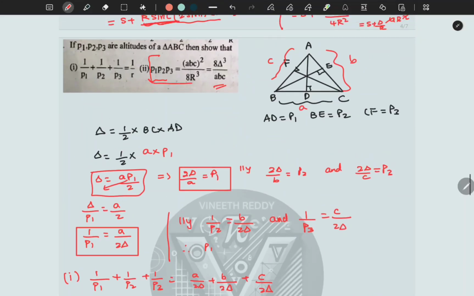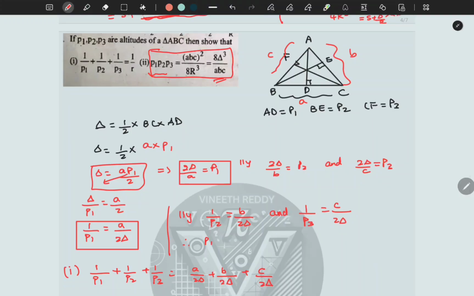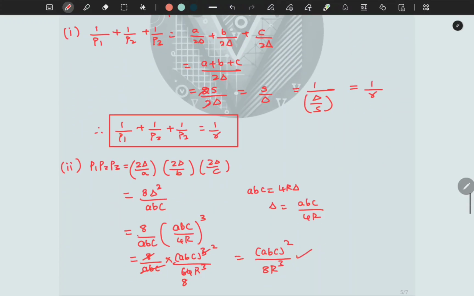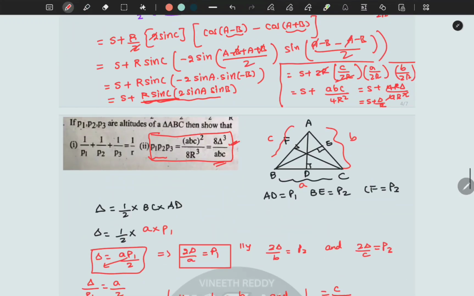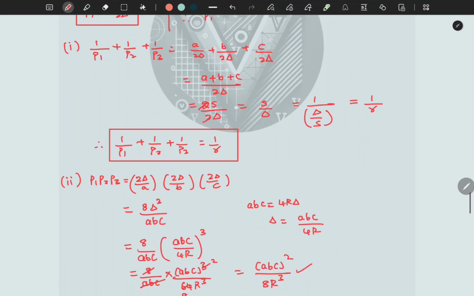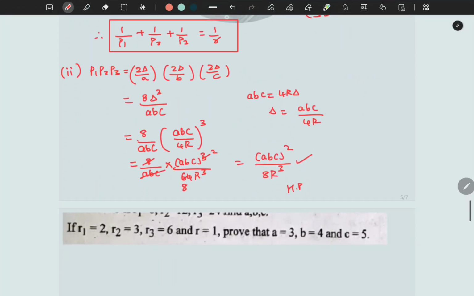So therefore at the last we can write this particular step, that P1 P2 P3 is equal to (abc) whole square divided by 8r cube is equal to 8 delta cube by abc. You have to write that in the examination, dear students, and then you can write hence proved.